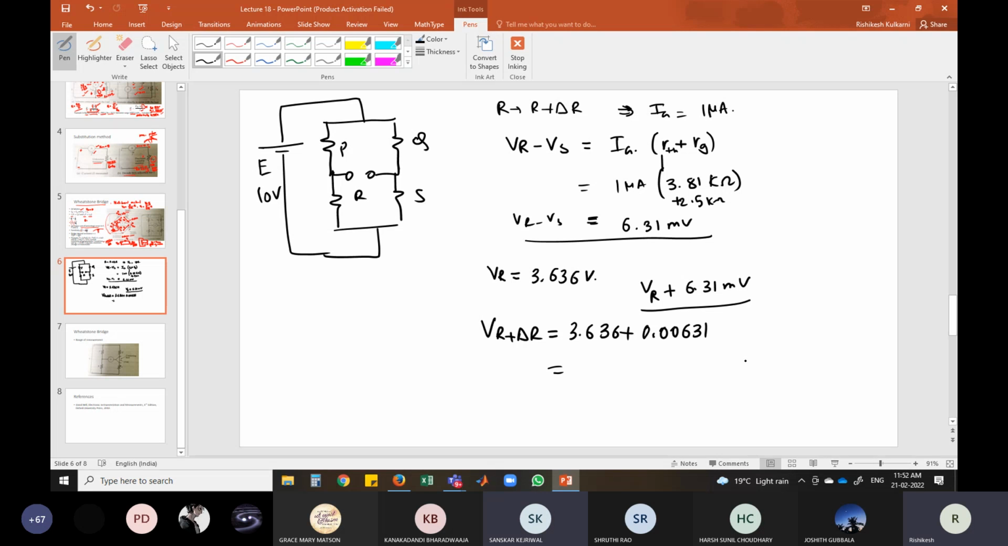How much is this? 3.6431. This is the voltage across this after imbalance.